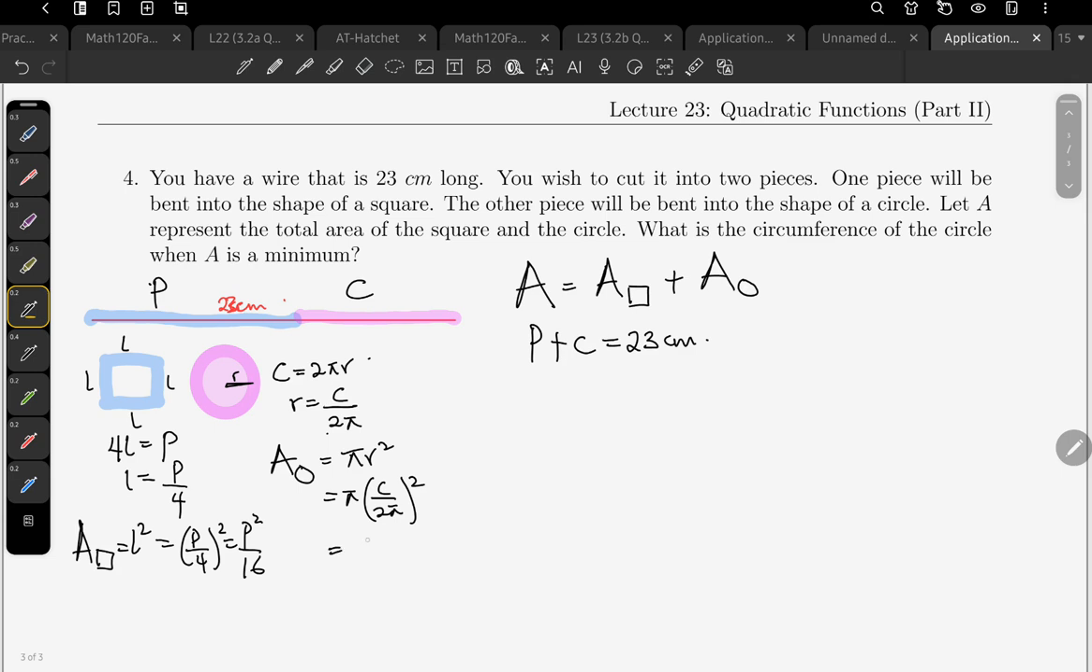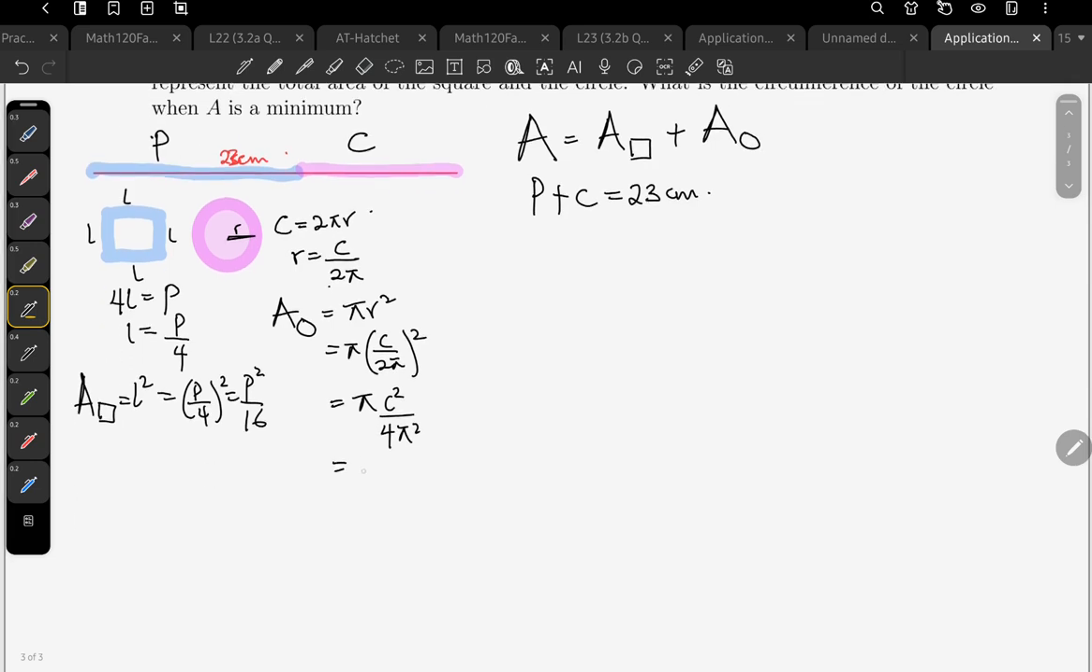So this is going to be equal to pi times C squared over 4 pi squared, which reduces to C squared over 4 pi. Now we have the area of the square and the area of the circle. This is what we want to minimize. Using this limiting equation, equation 1, we know that A is equal to the area of the square, P squared over 16, plus the area of the circle, C squared over 4 pi.